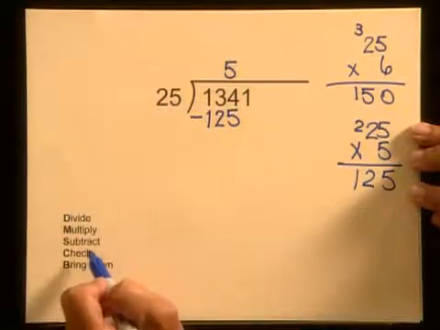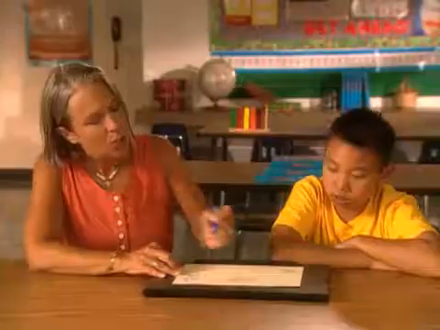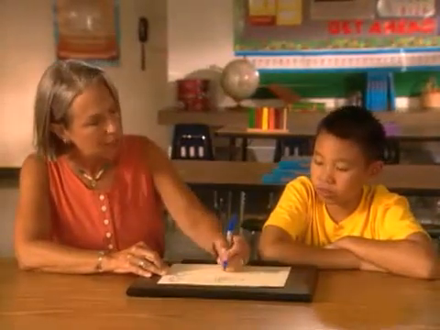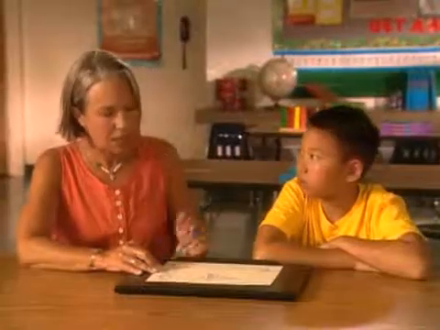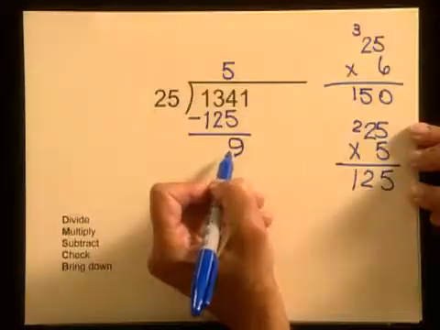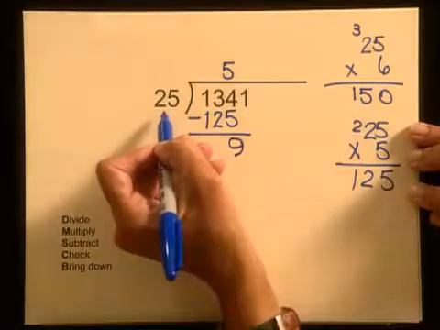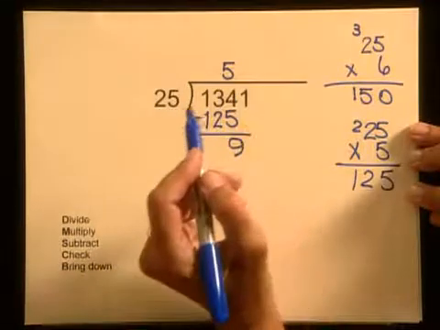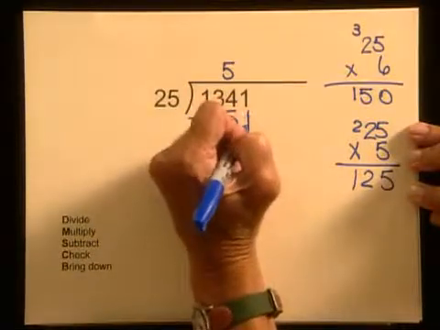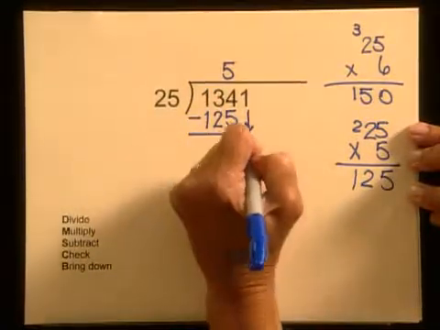The next step is? Subtract. We will subtract 125 from 134, and the answer to that is? 9. Now we need to do a check. We need to make sure that the remainder we got here is smaller than the divisor. Does it work? Is it smaller? Yeah. So we know the 5 was a good choice. Our next step, bring down. We're going to bring down the next digit, which happens in this case to be a 1.